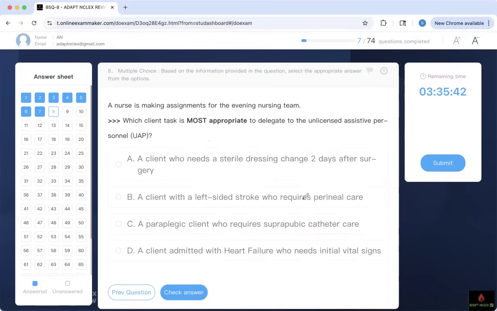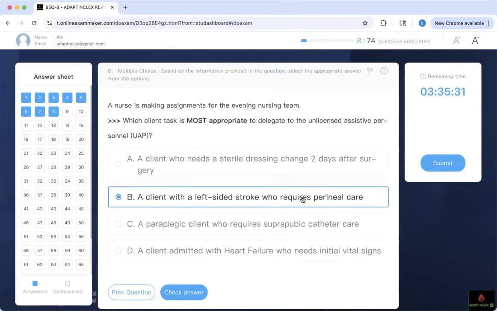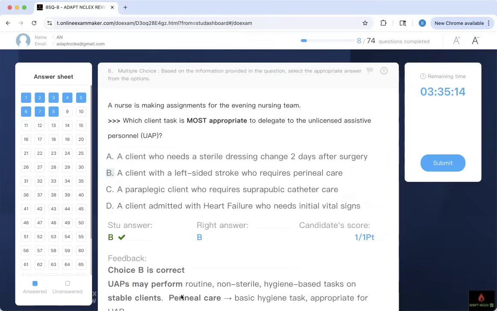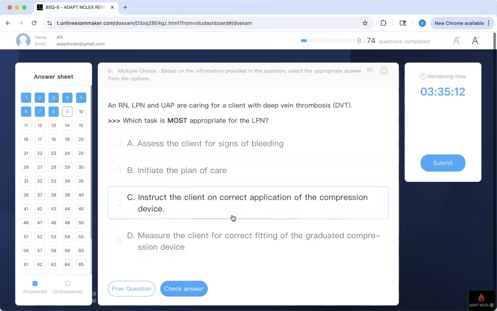What did I say? ADL. If you see ADL there, then pick it. And otherwise, anything else is a trap. The only thing I see is perineal care. That's ADL. It's different from suprapubic catheter care. That's catheter care. That's special. You need some sterility. You need other things. UAP, stay away from it. Sterile dressing, stay away from it. Initial anything, stay away from it. Therefore, perineal care is your right answer.